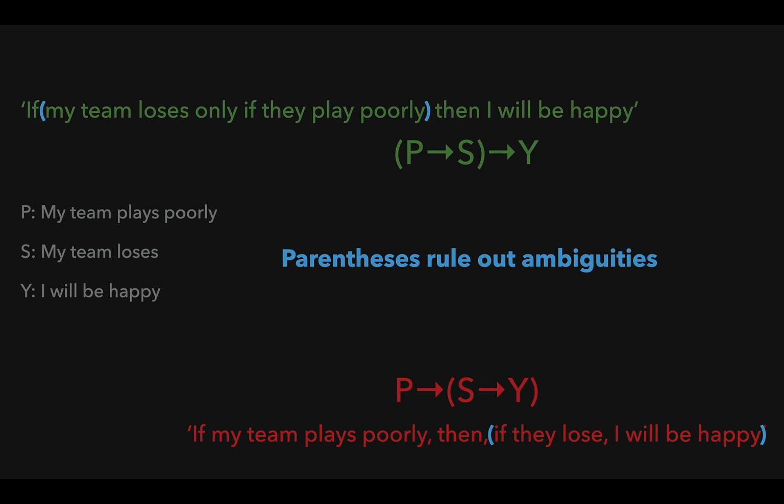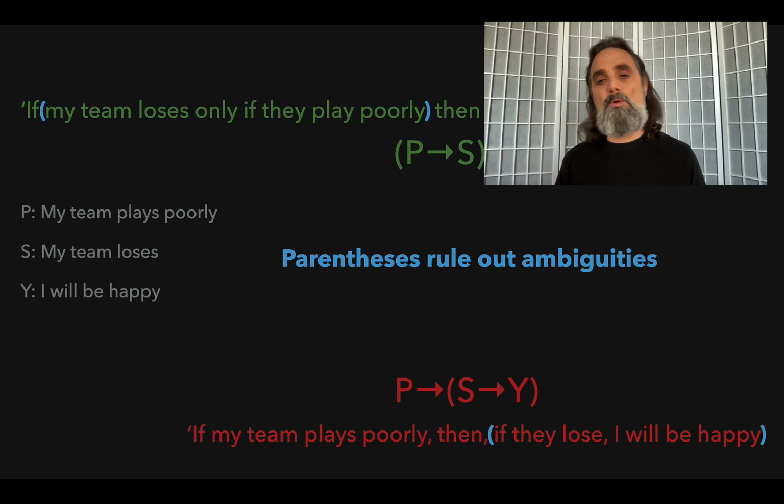The parentheses are there, they rule out the ambiguities, right? If we just have P arrow S arrow Y, that sentence is ambiguous. We don't know what's the antecedent, what's the consequent. In fact, the sentence doesn't have an antecedent or a consequent. There's nothing about it that makes it go one way or the other. And so that's why actually we're not going to allow that in our logical language.